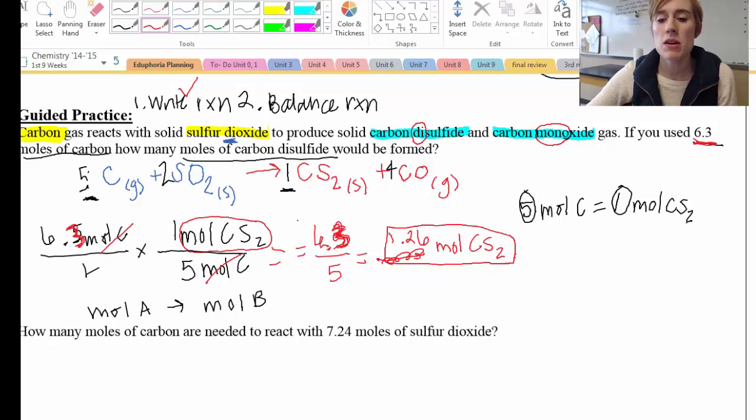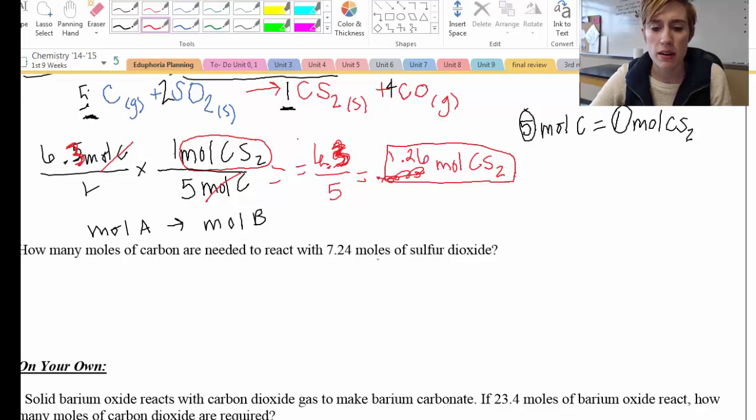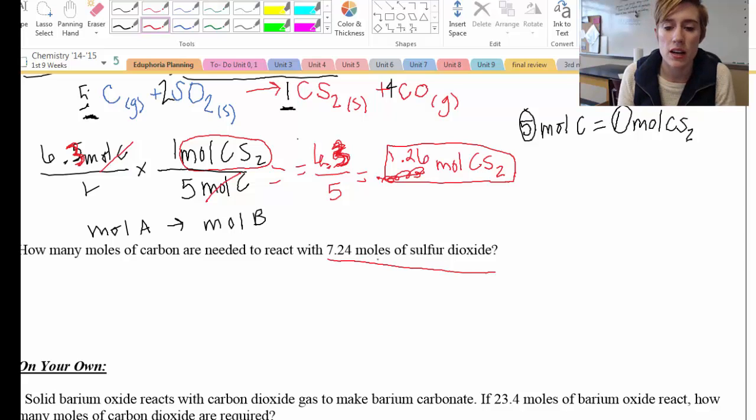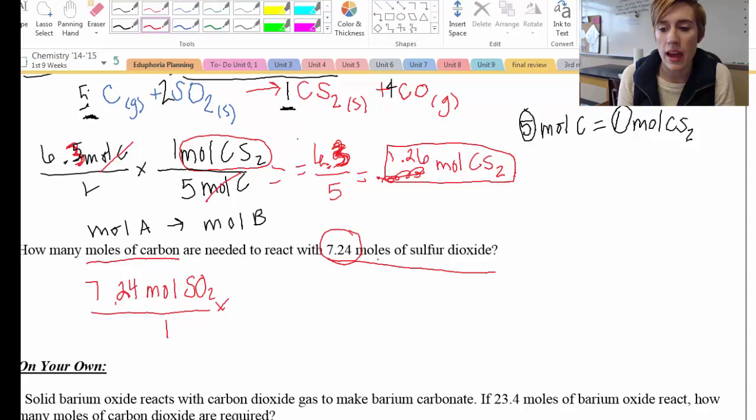Okay, if we were to use the same equation, so the same equation that I have above, and it's giving me 7.2 moles of sulfur dioxide, and it wants to find out how many moles of carbon are needed. This is going to be my given. So I write 7.24 moles of sulfur dioxide over 1. Okay, I'm going from moles of A, which is sulfur dioxide, to moles of B, which means I'm going to use the same conversion factor I've been using, mole ratios.